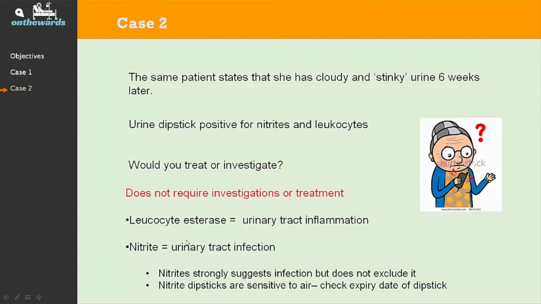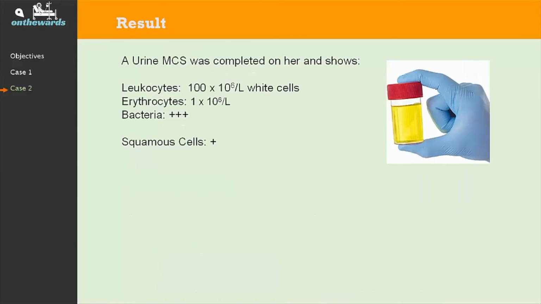All right, so back to the case after a little bit of divergence. So you send the urine MCS off, and this is what comes back. You've got a lot of leukocytes, a little bit of erythrocytes, lots of bacteria, and not much squamous cells. So as I mentioned before, there's not much squamous cells, so it's not a contaminated sample. Now, but she's not symptomatic of a urinary tract infection this time.